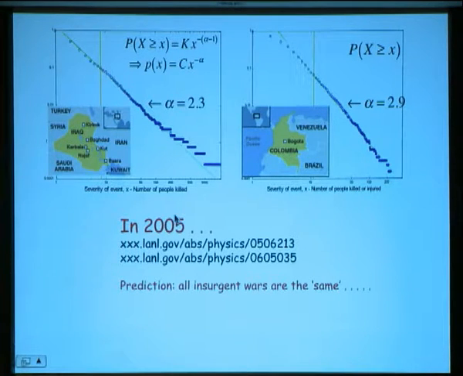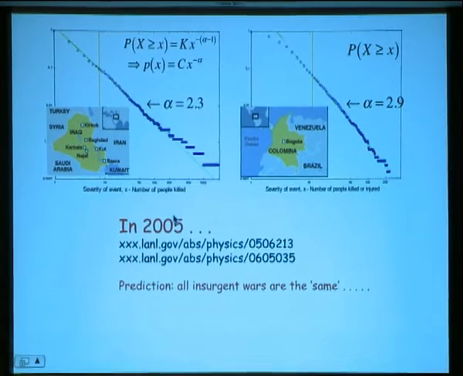Why is it that number? And what's going to happen? What happens with other wars? And what's going to happen in the long run? So in the intermediate time, up until this was published a couple of years ago, we spent a lot of time going through data from a lot of other wars.